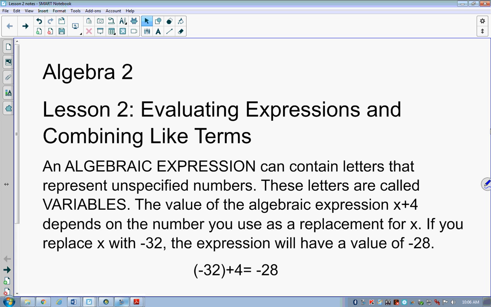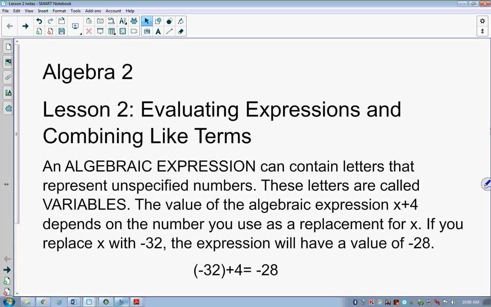So in a real simple algebraic expression, you might see something like x plus 4, where I don't know what the value of x is when I write it. I don't have enough information there to answer x equals yet, do I? All I'm saying is just x plus 4. But that expression depends upon the number you use as a replacement for x. Say I'm going to plug in negative 28 for x. Now I can solve the equation.